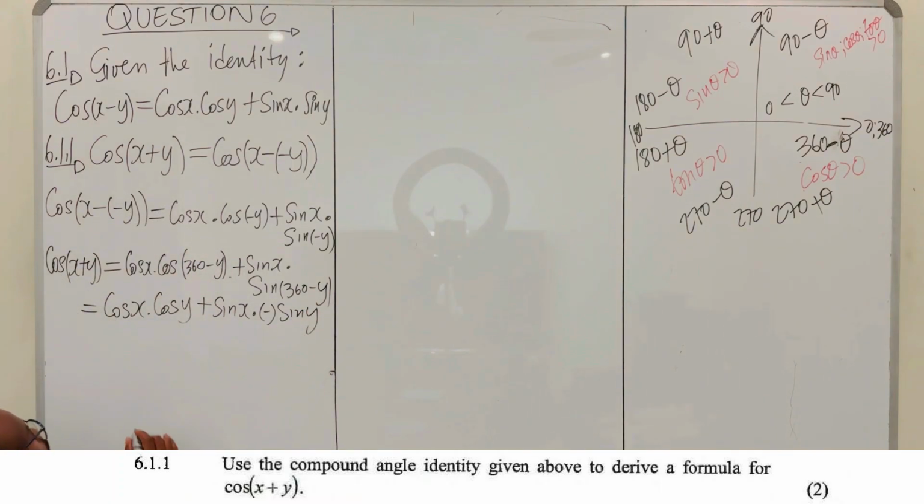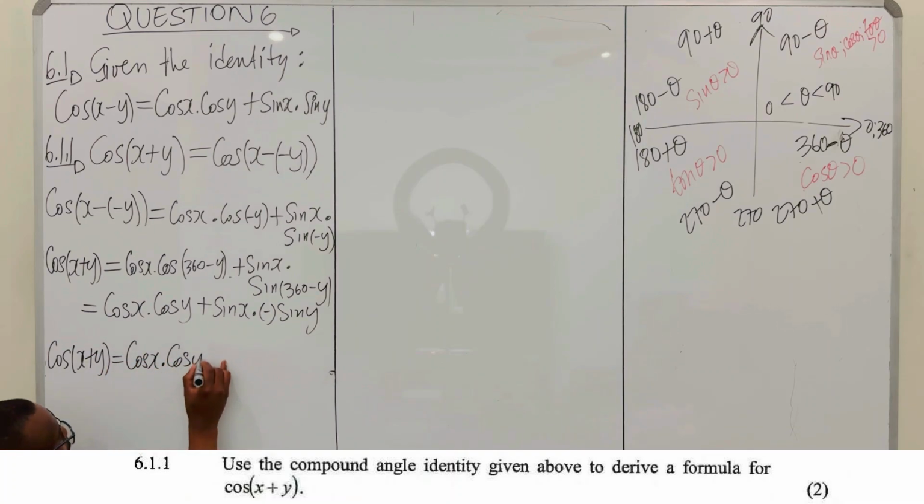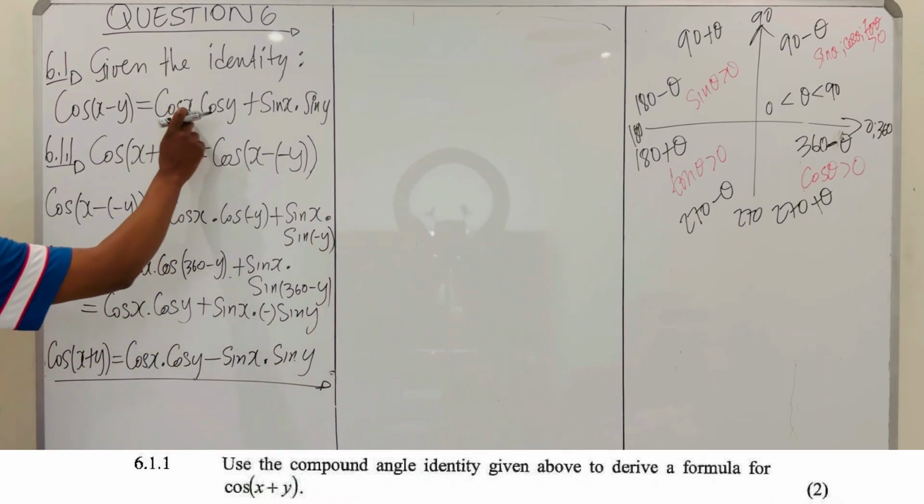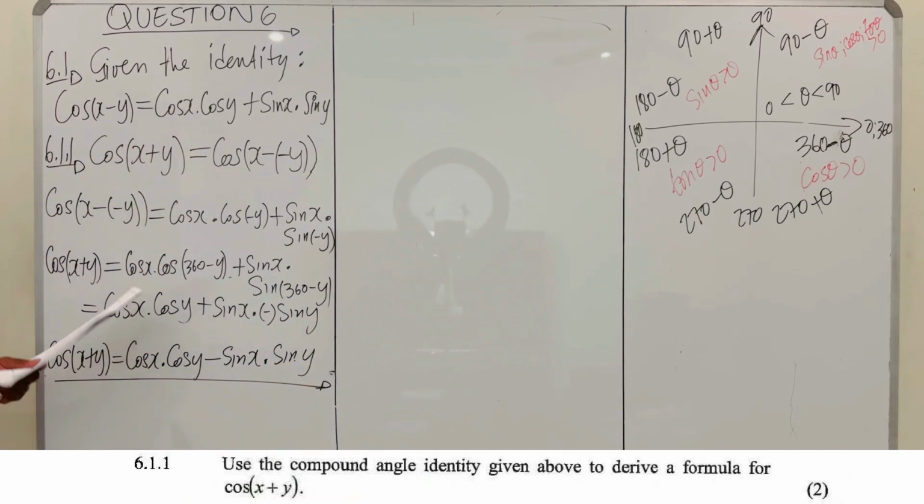So if you simplify this, you get that cos(x + y) is equal to cos x times cos y, and this times this will be negative sine x times sine y. So this is your cos(x + y) using this thing over here. And we're done with 6.1.